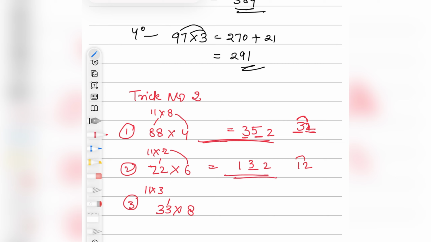For this number, 8 into 3, 24. Put 2 over here, 4 over here, and add these two terms, you will get 264.